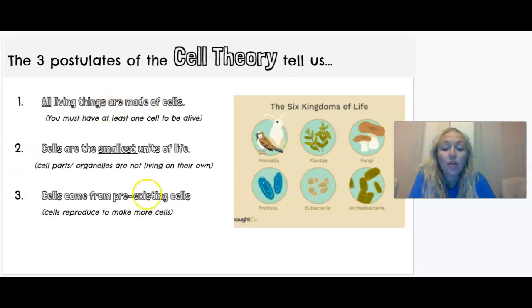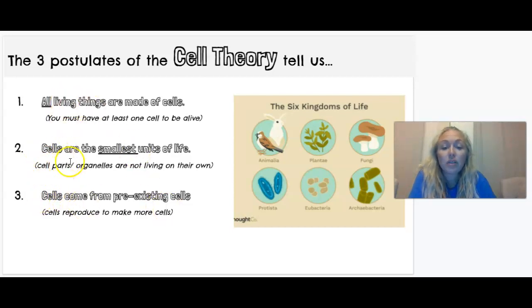There are 3 parts of the cell theory. The cell theory is the basic idea that all scientists agree with about cells. The first part of the cell theory is all living things are made of cells. The second one is cells are the smallest units of life. And the third is cells come from pre-existing cells.